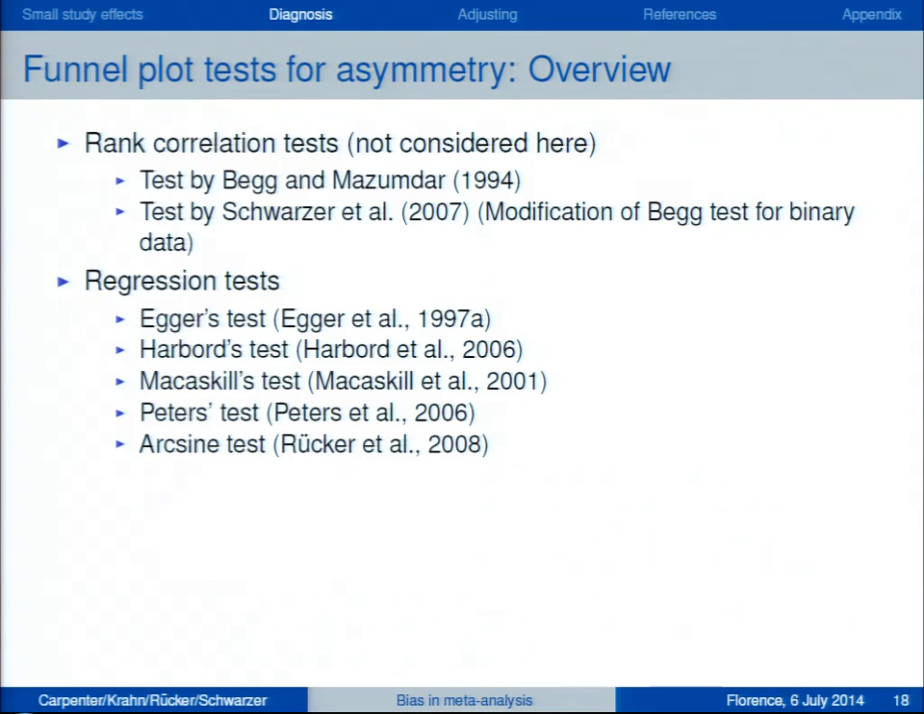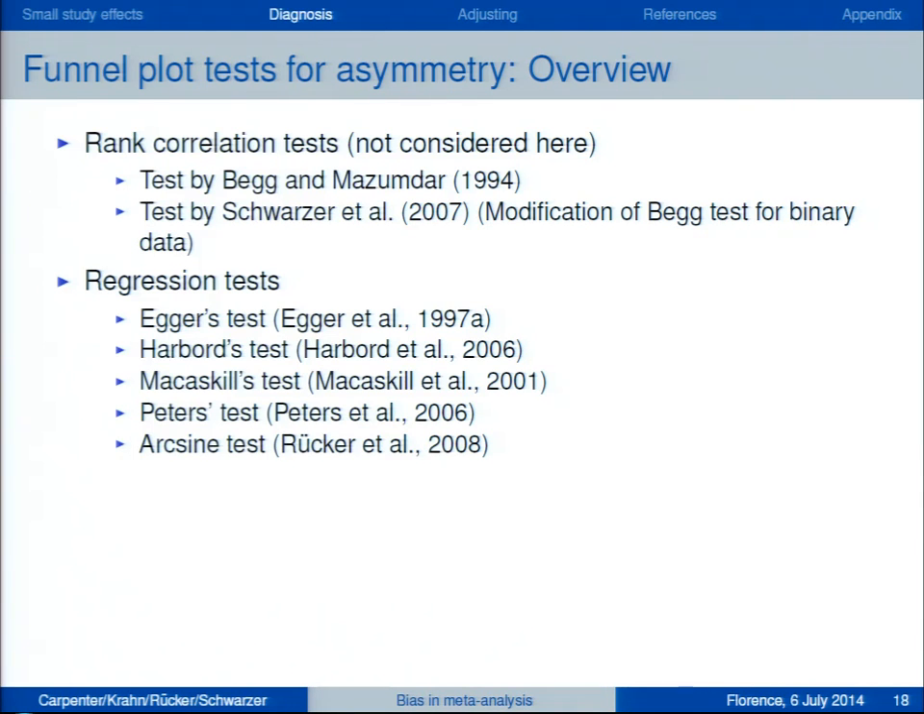So this is a list of existing tests. There are rank correlation tests. The first one was the test by Begg and Mazumdar, and this was modified by Guido Schwarzer in 2007 for binary data because of this natural correlation between the treatment effect and the variance estimate for binary data.